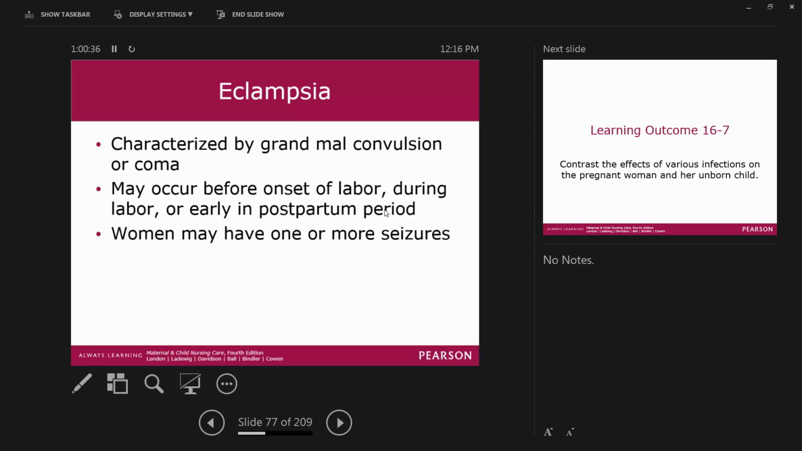So a preeclamptic patient who ends up having seizures is now an eclamptic patient. Her blood pressure has jumped so high that she has involved her liver and her CNS. She's hyperreflexic, so her DTRs are brisk, and she has clonus, so she's bouncing that foot. And then she has a seizure.